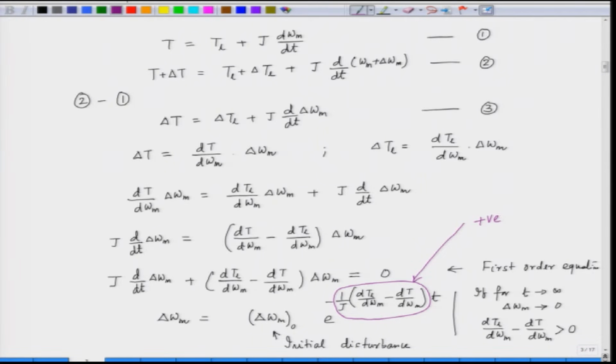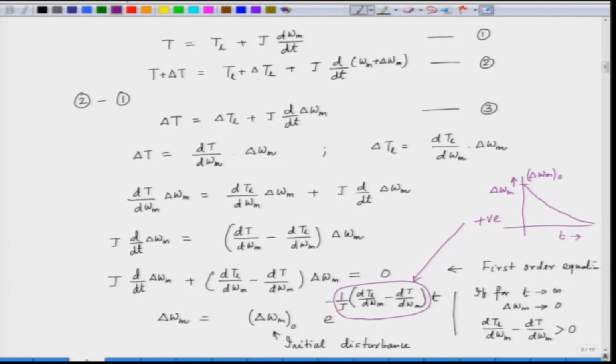Only when this value is positive can we say that as t tends to infinity, the exponential term will go down to 0. It means, if we disturb the speed and leave it at omega m naught, as t tends to infinity, this will decay down to 0. So, for the exponential part to decay down to 0, this part has to be positive, and J is the moment of inertia, which is always positive. So, the only thing is that dT L by d omega m minus dT by d omega m, this quantity, should be positive.